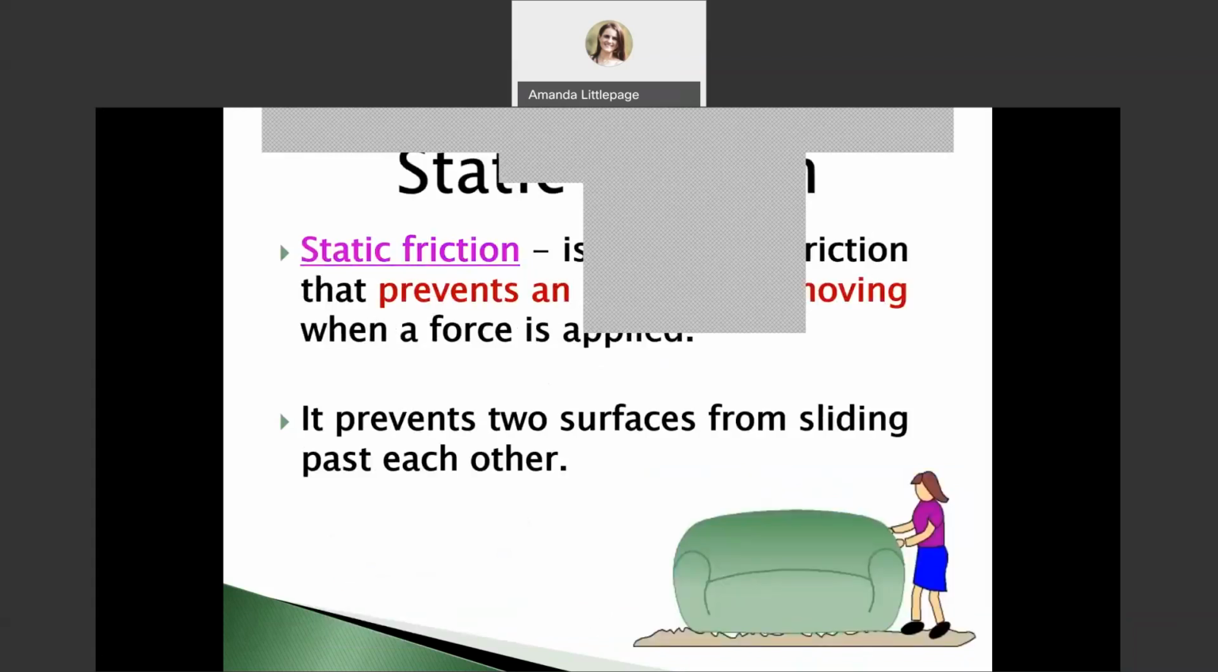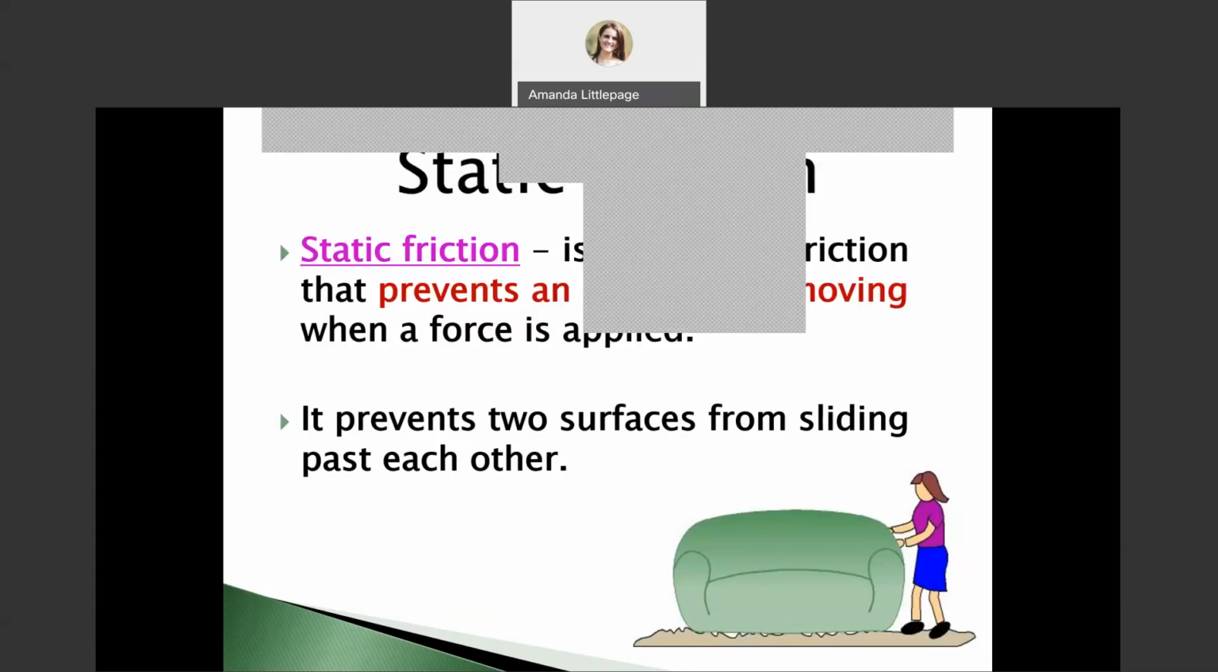The fourth type of friction is called static friction, and we've all probably experienced this before. If you've ever tried to push or move a heavy piece of furniture or a heavy book or a heavy object, sometimes when you initially apply force, it doesn't move, it just kind of sits there. And then you push a little bit harder, you try again, and all of a sudden the object will just start moving. This is an example of static friction. So the force of attraction between a non-moving object is static friction. It basically is preventing two surfaces from sliding past each other.